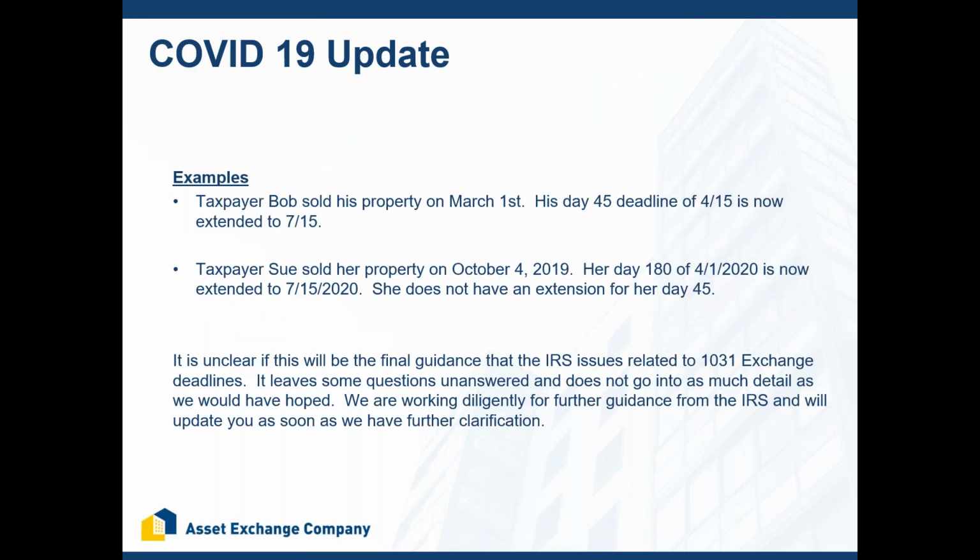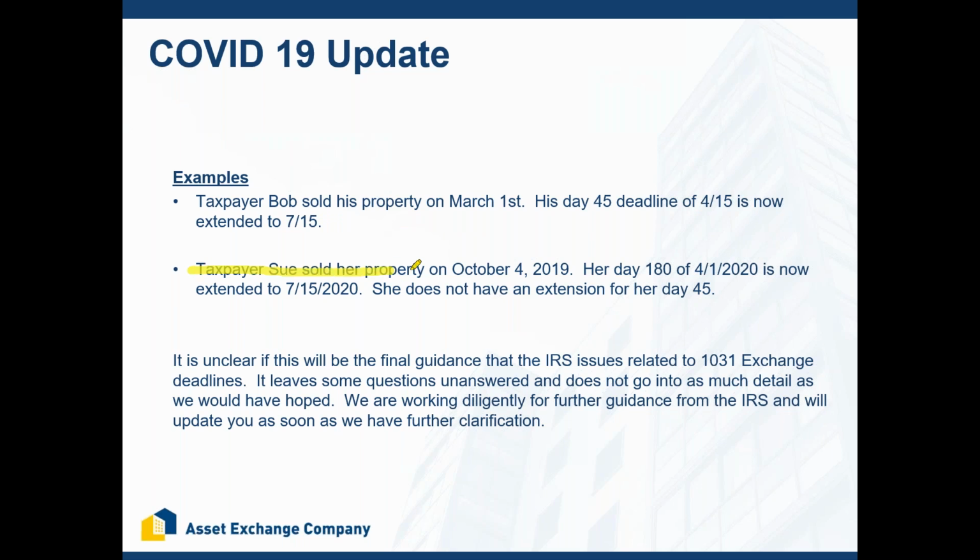So let me give you an example here, okay? Example number one, we have a guy named Bob. He sold his property on March 1st. So that would push his day 45 deadline to April 15th, which falls within that sweet zone. And the IRS is saying, you know what? You're going to get an extension to July 15th on day 45 now. So if you have a day 45 falling in that time frame, you're automatically getting the day 45 extended to July 15th.